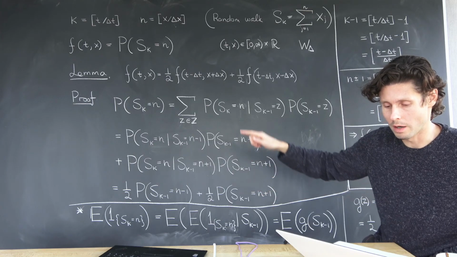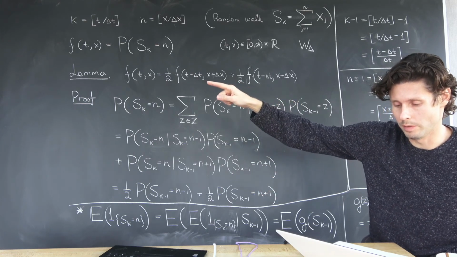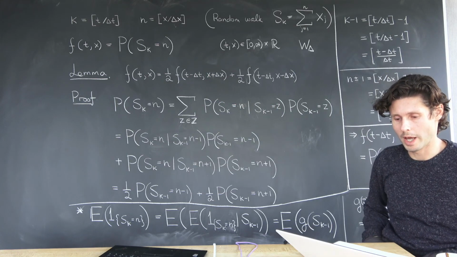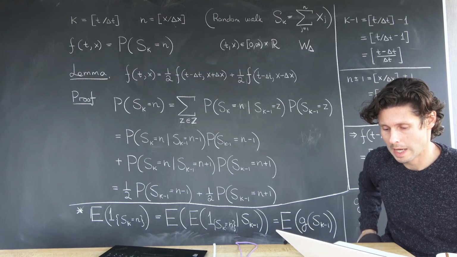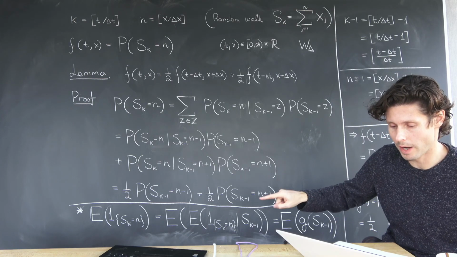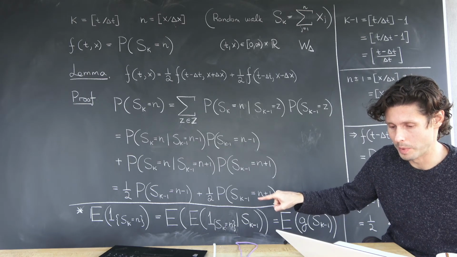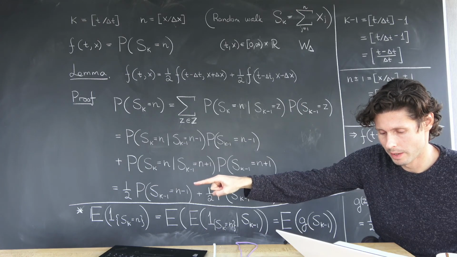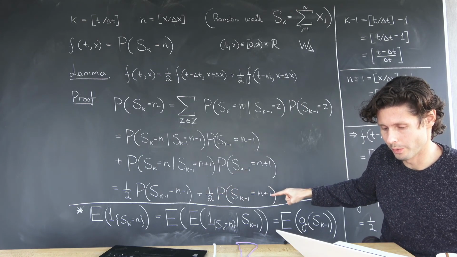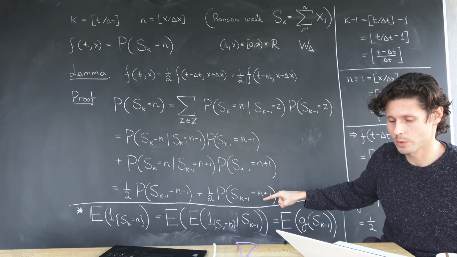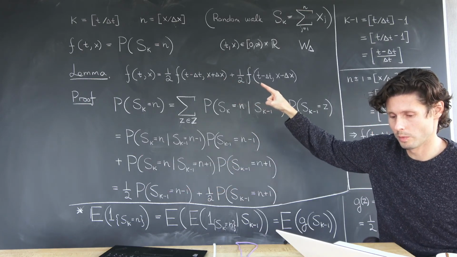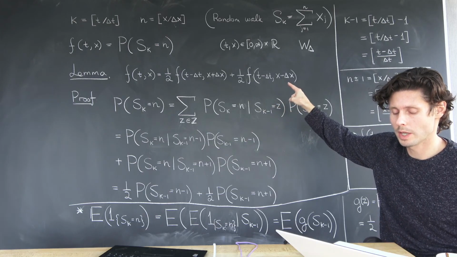We're almost there. We see that we have a very similar structure. We definitely picked up the same 1/2 coefficients on each of the terms, and now the only thing we need to do is identify this probability with f at t minus delta, x minus delta, and that probability there, I guess it's maybe the other way around. You can tell already that n plus 1 is going to be associated with this term, and n minus 1 is going to be associated with that one because I'm subtracting a delta x here.